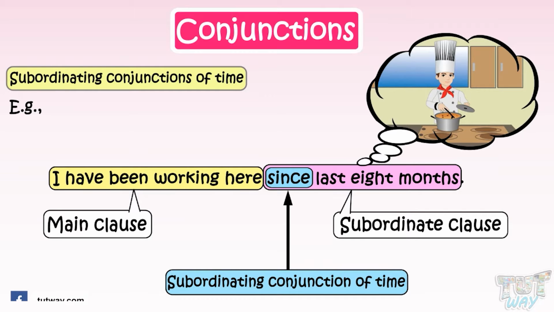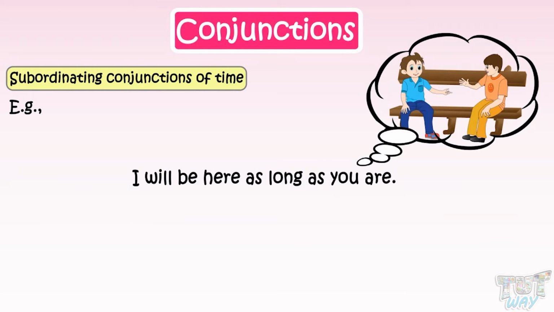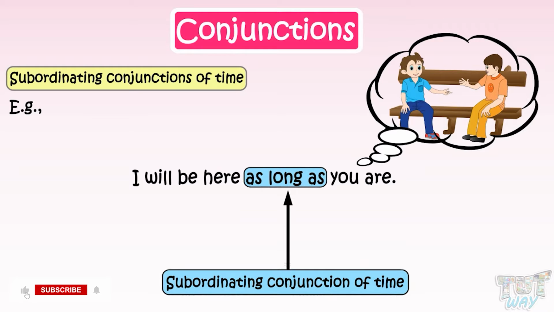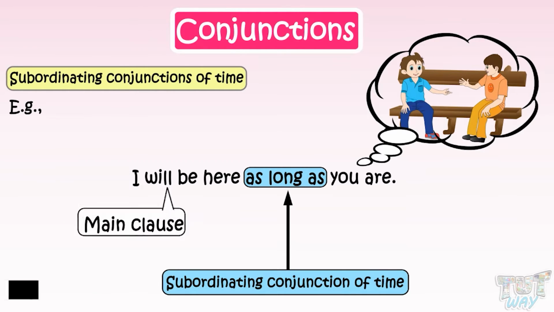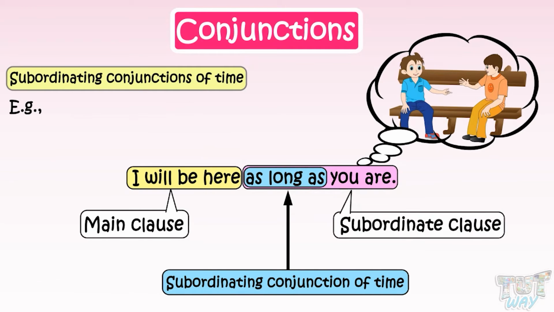Here we have another example. I will be here as long as you are. Here, as long as is a subordinating conjunction of time, as it is connecting a main clause, I will be here, with a subordinating clause, as long as you are, and it is indicating the aspect of time. The subordinating clause, as long as you are, has no meaning without the main clause, I will be here.